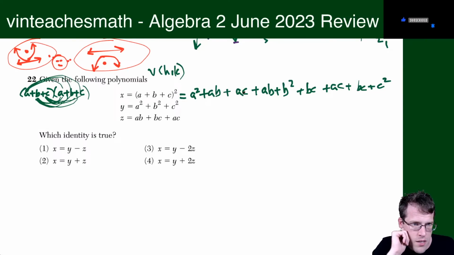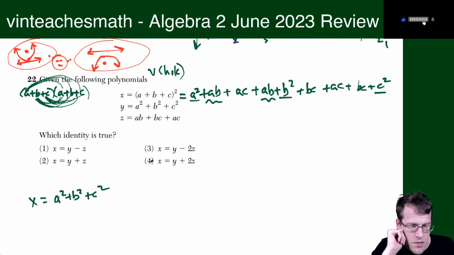Then you combine like terms, and this tells us, I'll write it over here, x equals a squared plus b squared plus c squared. You see how there are these three terms? But then there's repeating stuff. There's ab, so that's two ab's.